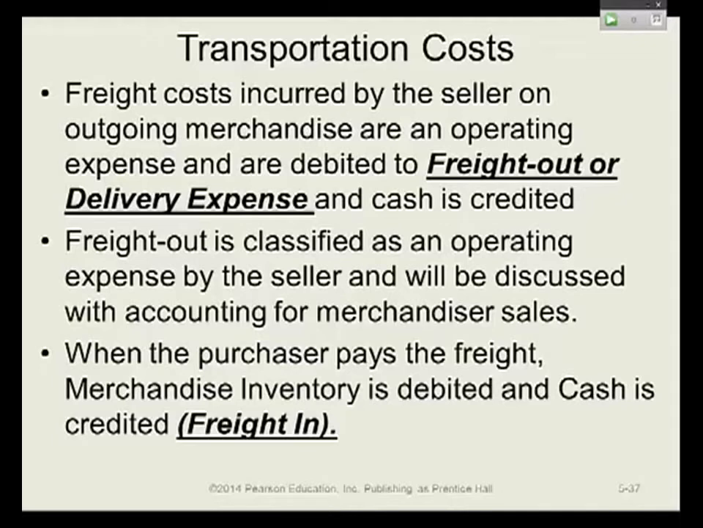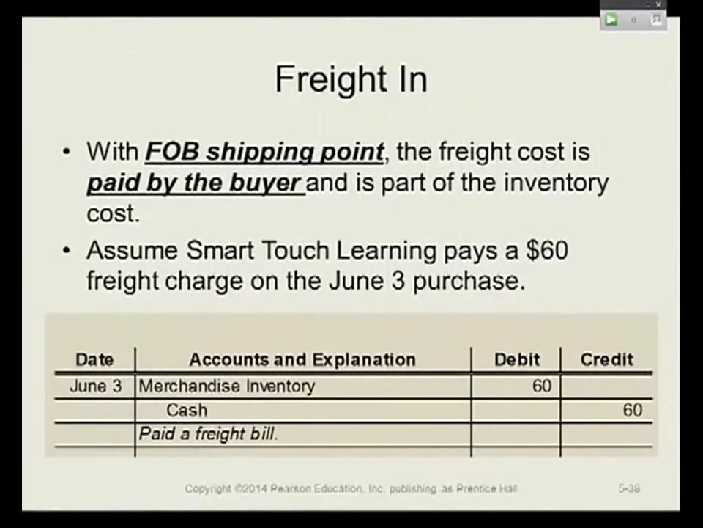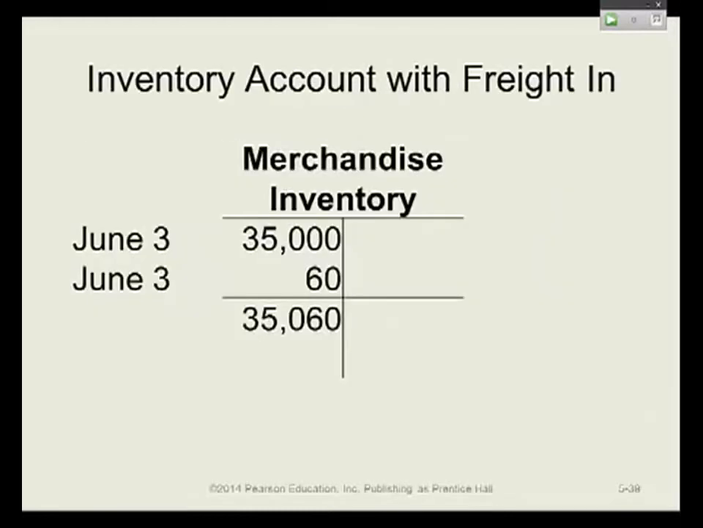In this case, I'm assuming that Smart Touch pays $60 to an outside shipping company. They debit the merchandise inventory and they credit cash for $60. Now this is a perpetual system. Some of you may have had inventory accounting covered in high school courses, and sometimes they might use a periodic system, and they might have an account called freight in. It's a separate account. In a perpetual system, it goes directly in the inventory. So the freight goes in the inventory account, and there's no change in the accounts payable.